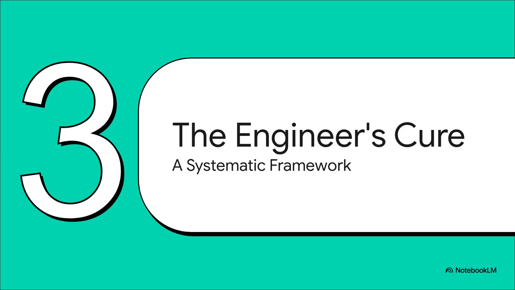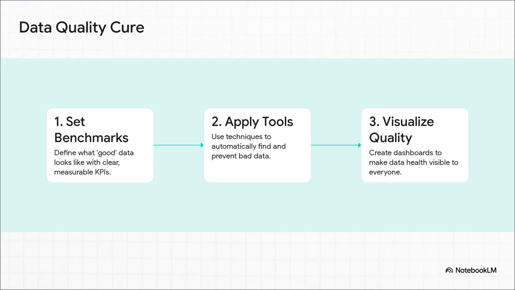But okay, there is a cure for this sickness, and this is where the hero of our story steps in, the data engineer. Now, these folks don't just run around putting out fires, randomly fixing errors here and there. No, they have a plan. They use a systematic framework to actually heal the data, and more importantly, to keep it healthy. And that plan is basically a 3-step process.